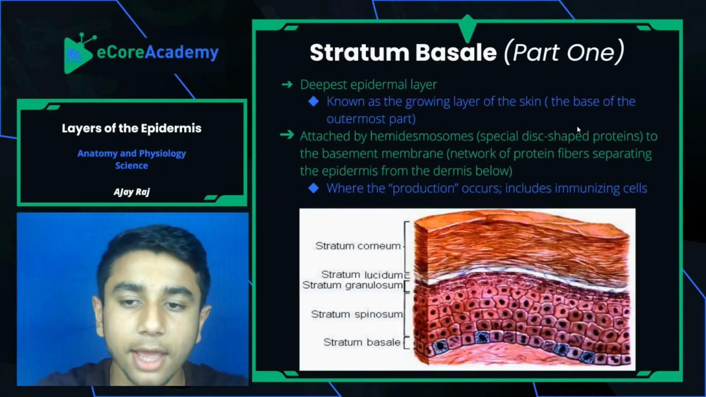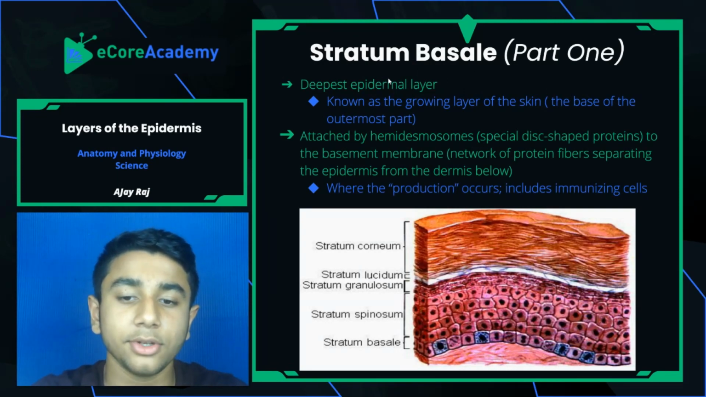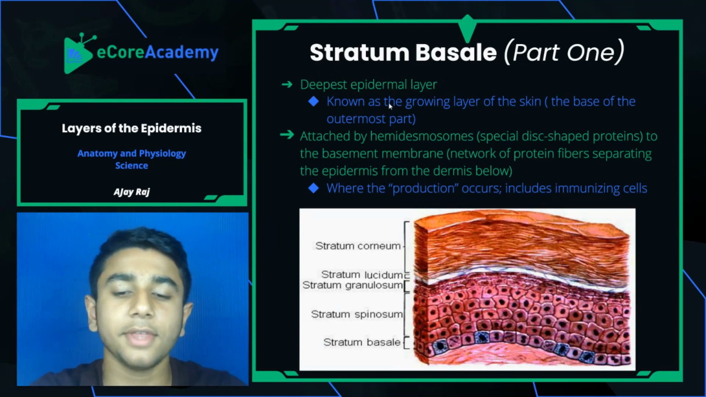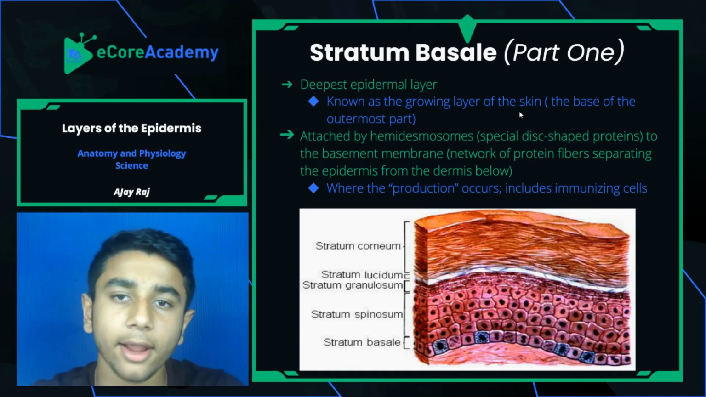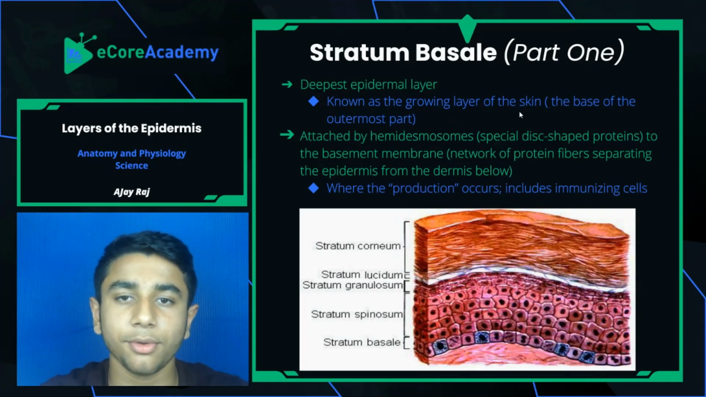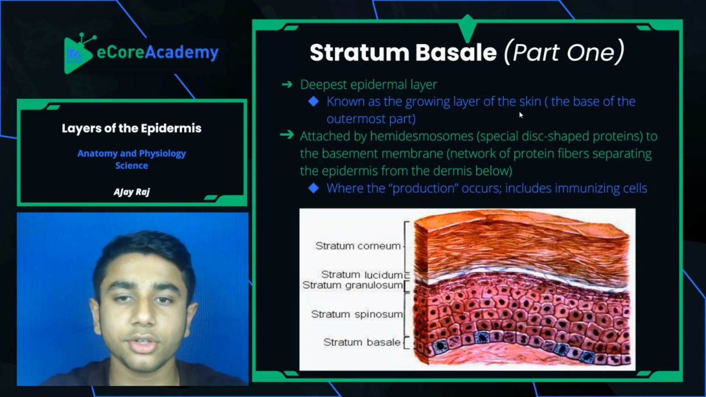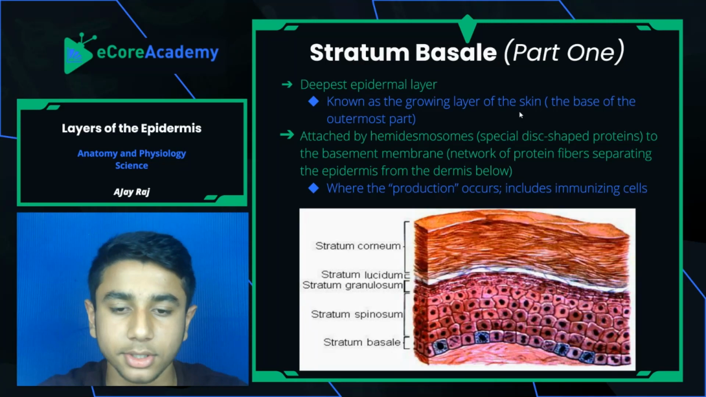The very first layer that we have here is the stratum basale, and it's the deepest epidermal layer, epidermal meaning of the epidermis. It's known as the growing layer of the skin, and it's the base of the outermost part of the skin, which is the epidermis. It's known as the growing layer because this is where your hair follicles, with basically your body hair, are matured, and the hair follicle breaches this part of the epidermis as it then extends through your pores on the exterior of your skin. That's why it's known as the growing layer of the skin, and a lot of physiological structures, materials and minerals are produced in this part of the epidermis.